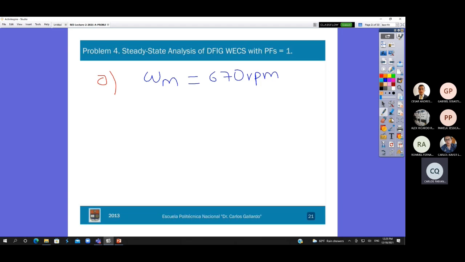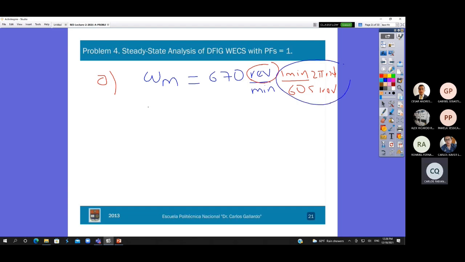Okay, RPM means revolution per minute, right? Okay, so I need radians per second. So I will apply the conversion factor. For instance, I will say 1 minute is 60 seconds, and one revolution is 2 pi radians. So this is the conversion factor in order to have radians per second.